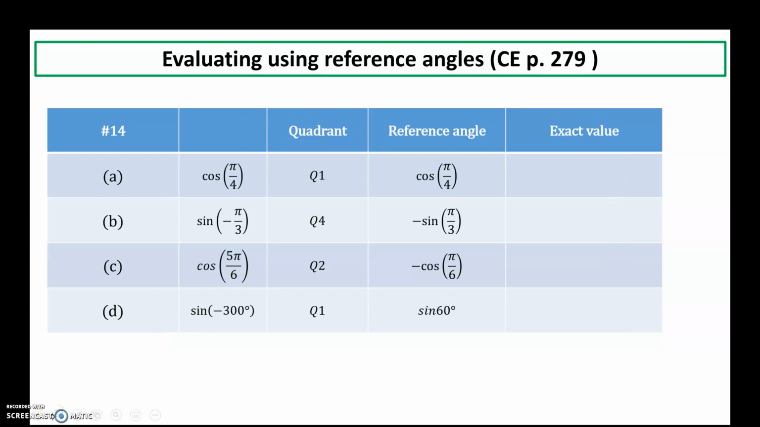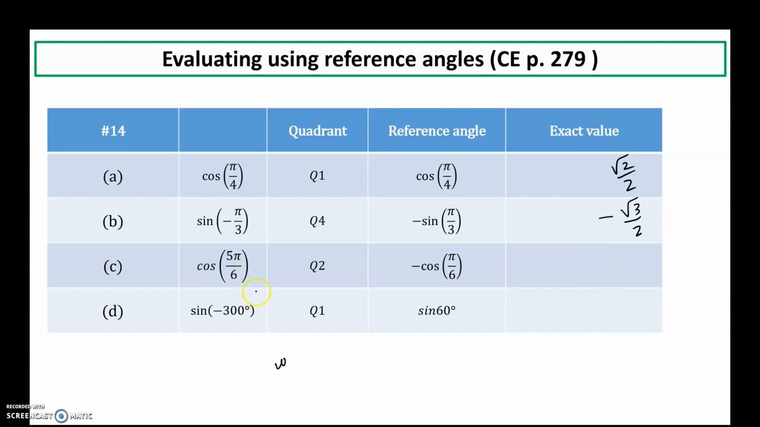Okay, so here we are in radians again. Pi over 4, that is one of my first quadrant angles. Cosine of pi over 4 is square root of 2 over 2. Negative pi over 3 as a rotation puts me in the fourth quadrant. In the fourth quadrant, sine is negative. Pi over 3 is the same as 60 degrees. The sine of pi over 3 is square root of 3 over 2. It's negative because of its quadrant.